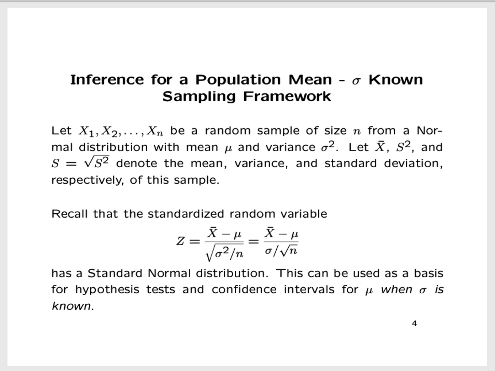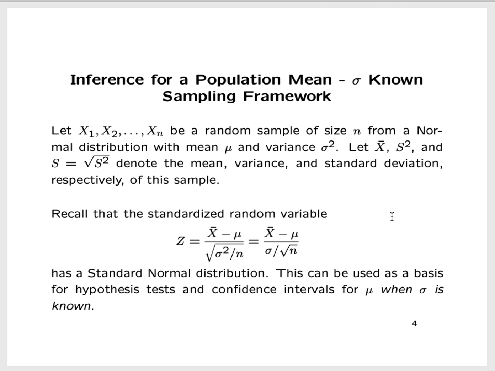So the first thing we need to do in developing a test is to look at the sampling framework. Here we're going to be looking at the situation where we know the population standard deviation. So let x1, x2, and so forth up to x sub n be a random sample of size n from a normal distribution with mean mu and variance sigma squared. Let x bar, s squared, and s denote the mean, variance, and standard deviation, respectively, of this sample.